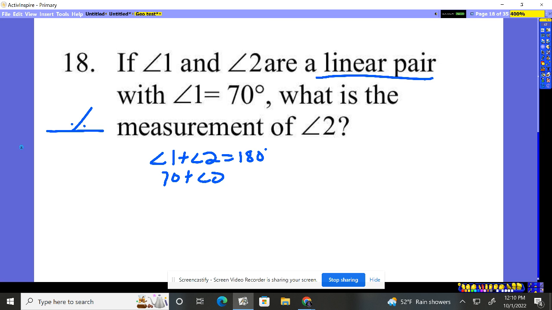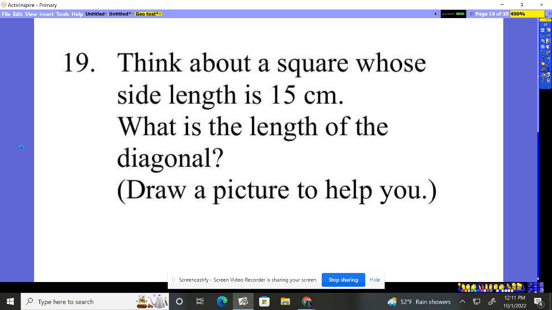Who's the angle 2? Well, if you subtract 70 from both sides, or you can just see angle 2's got to be 110 degrees. That should be very much a gimme question. That should have been very easy.